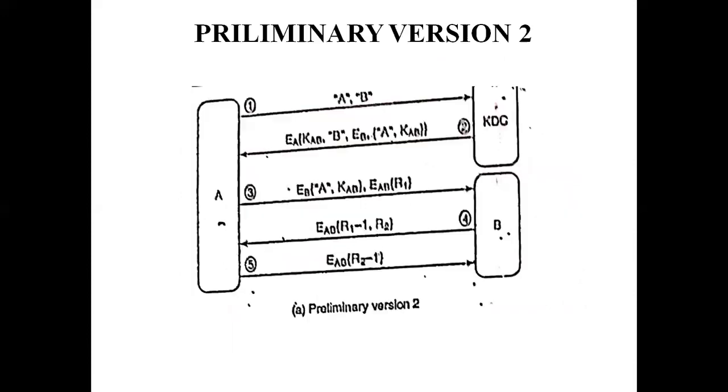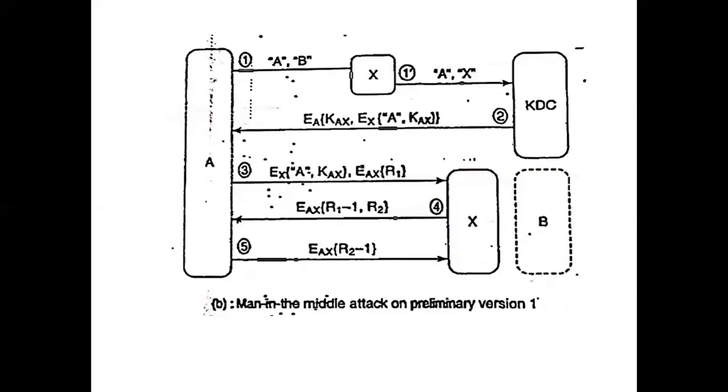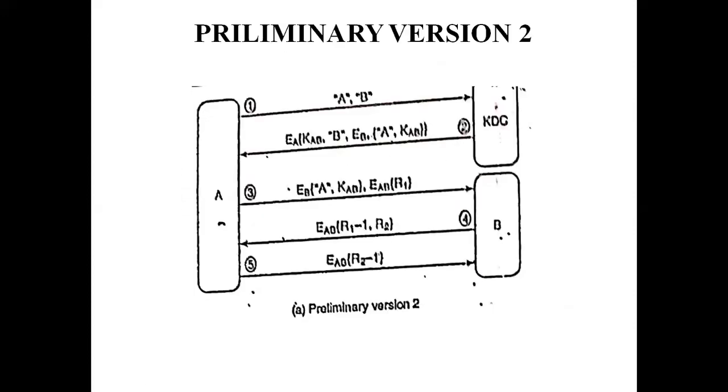Here we come across the attack which is overcome by preliminary version 2. In preliminary version 2, a simple fix to the protocol is included: B's identity in the encrypted message from the KDC to A. The modified message is E of KA, with K being the session key of AB, which is needed to communicate. The extra thing we have added here is B. In preliminary version 1 this did not exist.